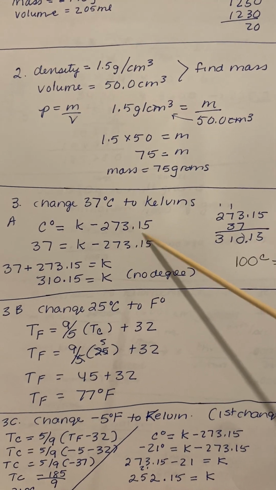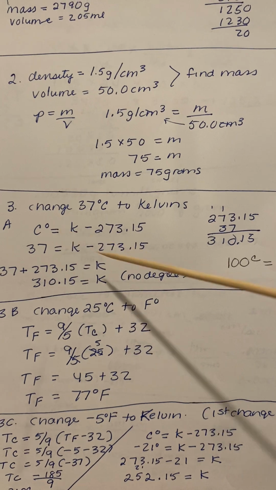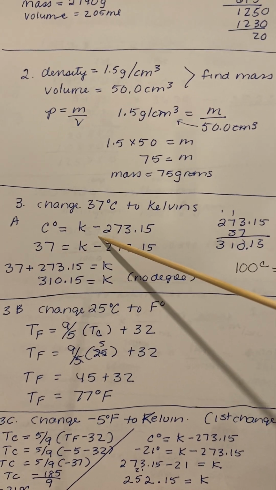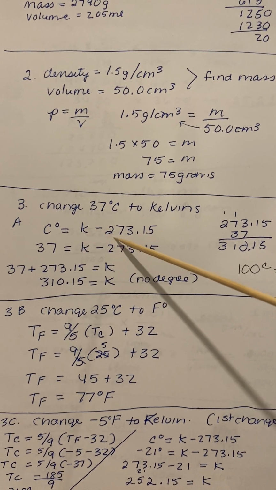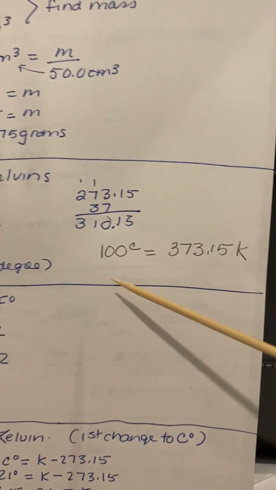Kelvin is the absolute zero scale. There's 3 different scales: Fahrenheit, centigrade, and Kelvin. So basically you need to know this: centigrade equals Kelvin, absolute zero, minus 273. Okay, this one will be on your test.